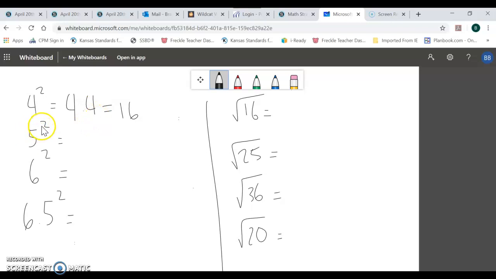Next one, 5 2 times, because it's 5 squared, so 5 times 5 is 25. Another example, it's 6 2 times, it's 6 squared, so that's 36.